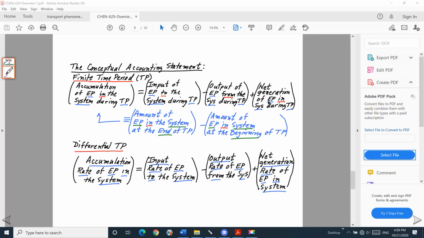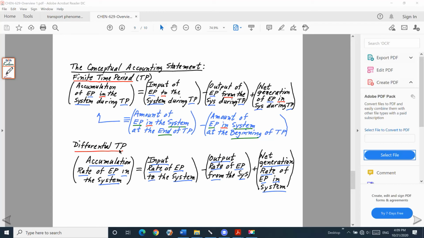We call this net generation because generation can be negative or positive. If you lose people by dying, we call this negative. If you gain people by birth, we call this positive generation. And all these things give you the net accumulation of an extensive property in your system.